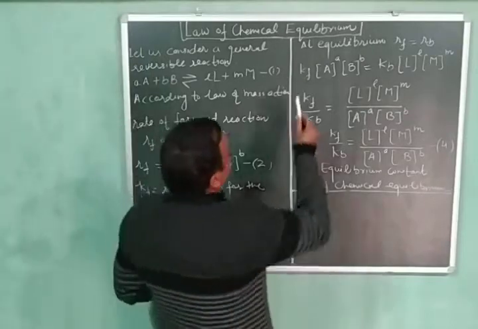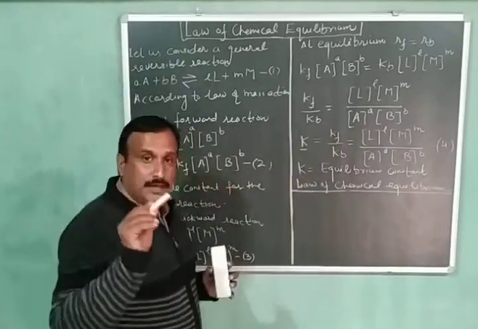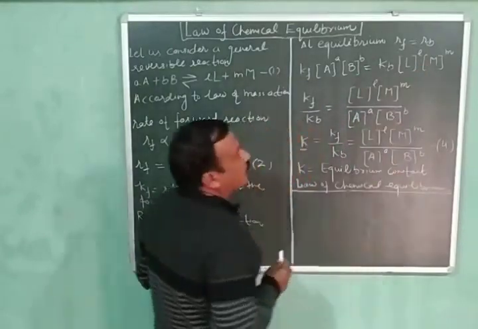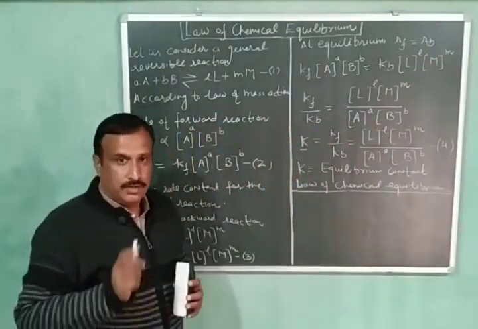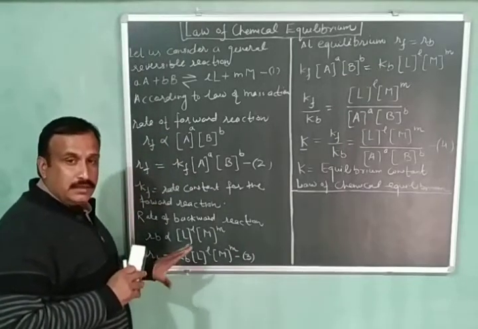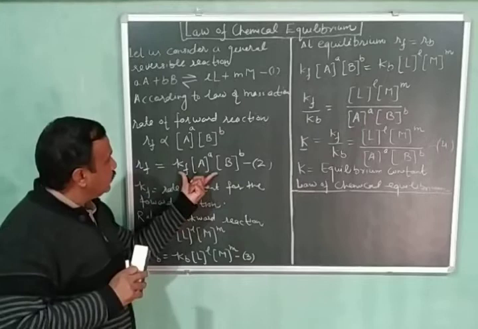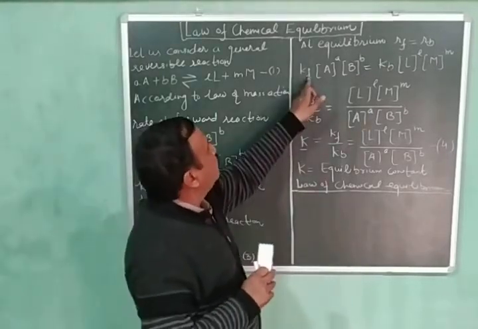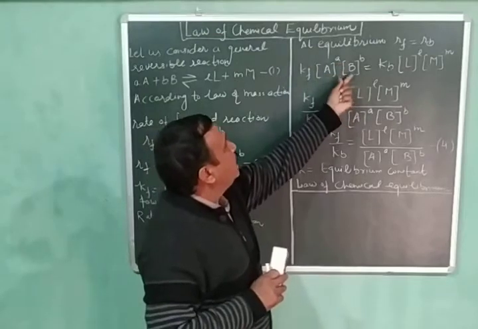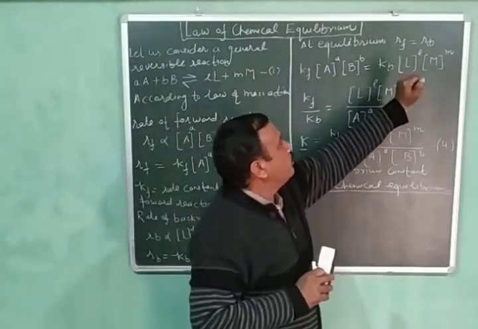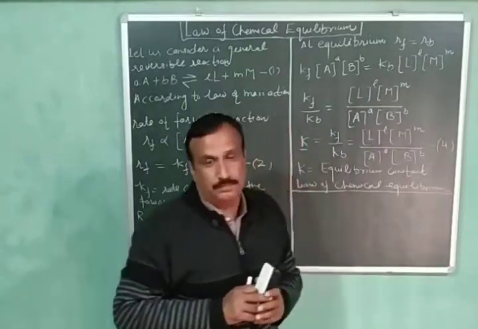And I have told you in my previous video that at equilibrium, the rate of forward reaction is equal to the rate of backward reaction. This means that Rf is equal to Rb, then left hand sides are equal, so their right hand sides will also be equal. This means that Kf into [A] raised to power a and [B] raised to power b will be equal to Kb into [L] raised to power l and [M] raised to power m.